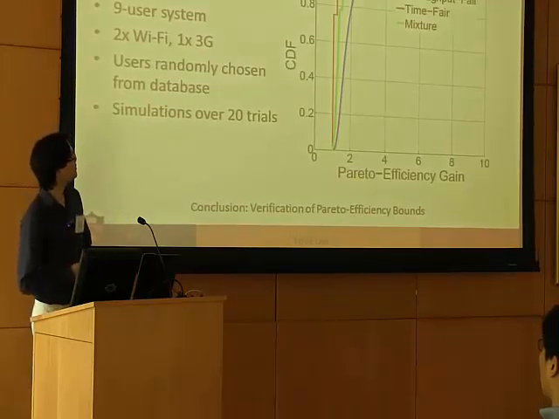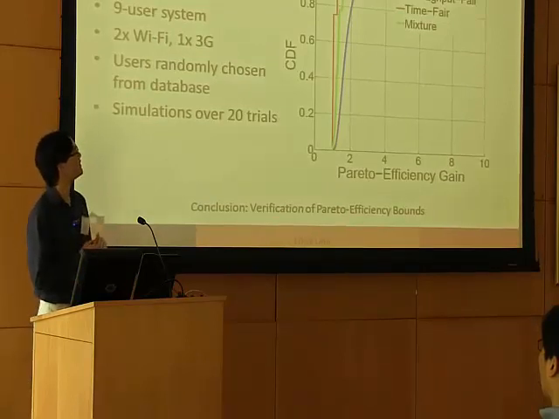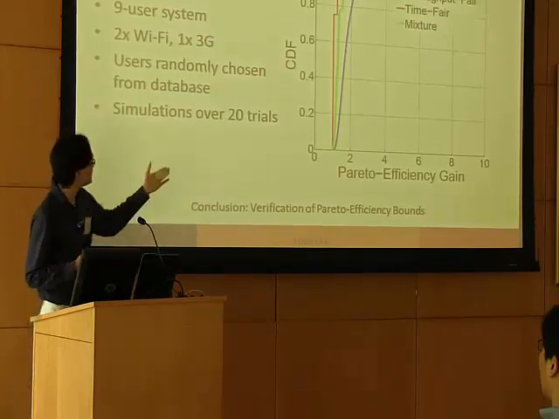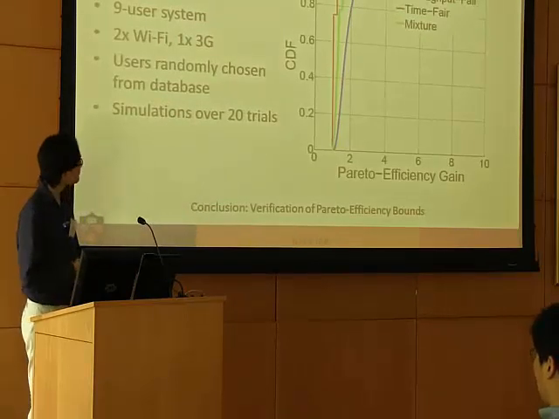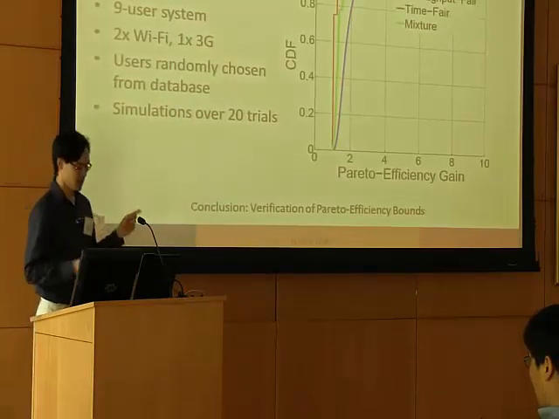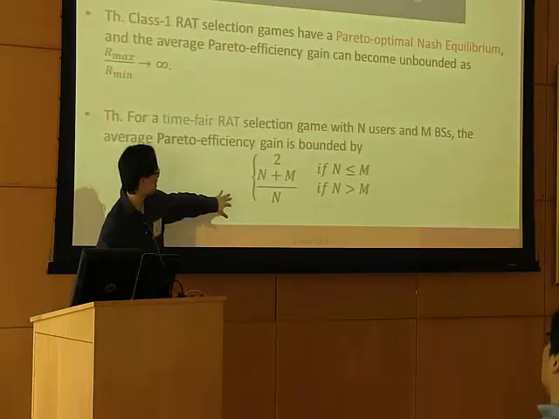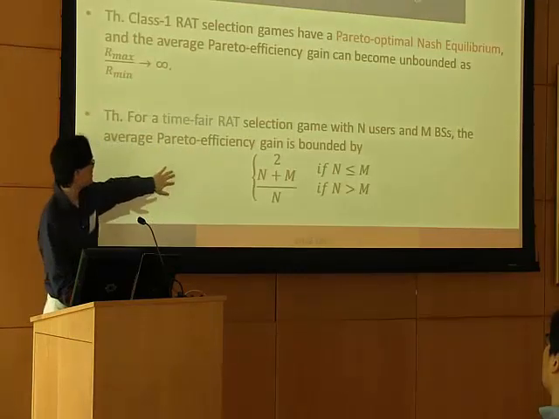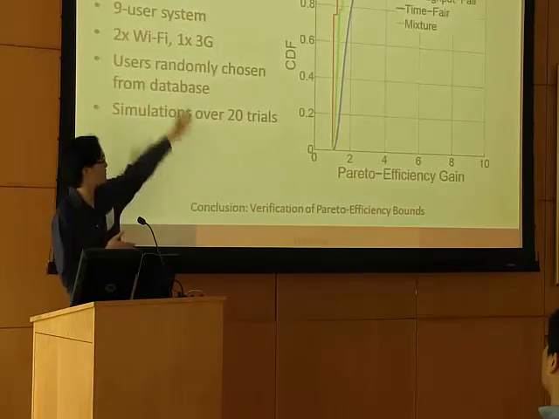So what we saw, recall that on the previous slide, the first theorem stated that for class 1 models, this Pareto efficiency gain can become unbounded, and we exactly see that with the blue line at the very top trending all the way down. And for time fair, if you recall this equation down here, because there are more users, 9 users and 3 base stations, it falls under this second regime. And so it's bounded by about 12 divided by 9, which is 1 1/3, and you sort of see that with the red line.